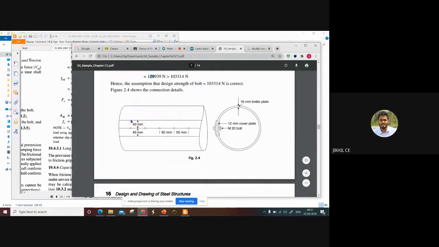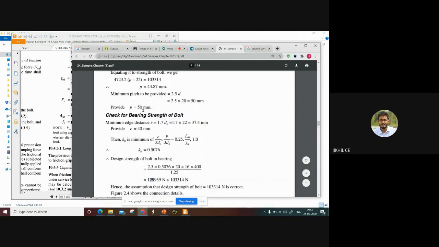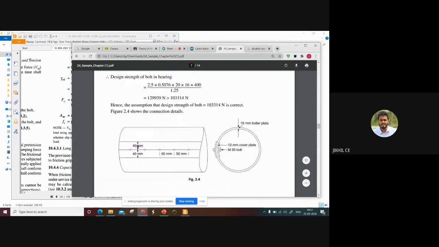And then they are doing the connection diagram. This is how it looks like. The main plate we have of thickness 16 mm. The cover plate we decided based on the theory that the total thickness of the cover plates should be more than the thickness of the main plate. And we were asked to use the M20 bolt. The pitch we provided based on the clause value, 50 mm between the bolts, and the end distance we found here is 40 mm. This is one edge distance, so we provided 40 mm. So that completes the design.